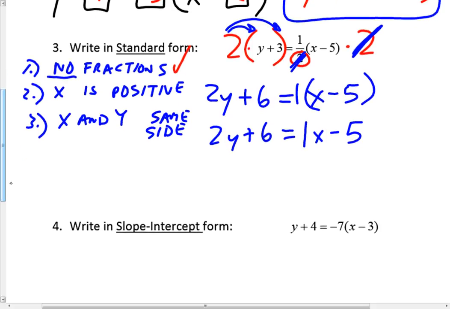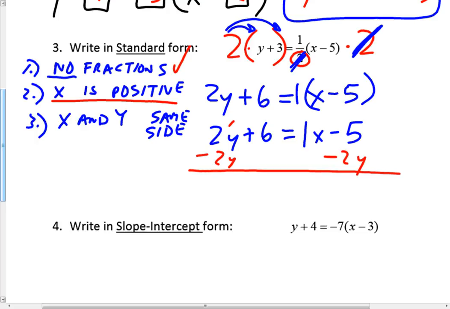You now have to ask yourself, is x positive? Is that positive? So do I want to move it? No, I want to leave it there. So what do I need to move in order for x and y to be on the same side? Y. Yeah. I've got to move this one. I like the fact that that's positive. This goes away. 6 equals. Notice the order I put this in. Put it x, y, number.